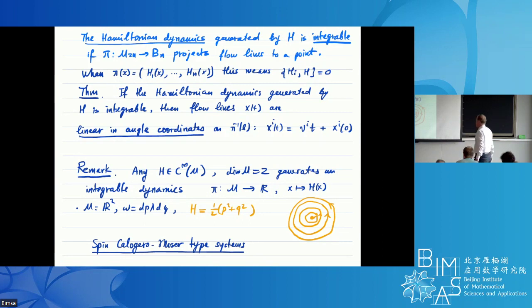But life is more interesting. I mentioned that only generic fibers are required to be Lagrangian. So here's an example of a harmonic oscillator. It's a function on R2. In this case, it's a symplectic manifold with the standard symplectic form dp dq. The Hamiltonian is p squared plus q squared. These are the level curves of the Hamiltonian.